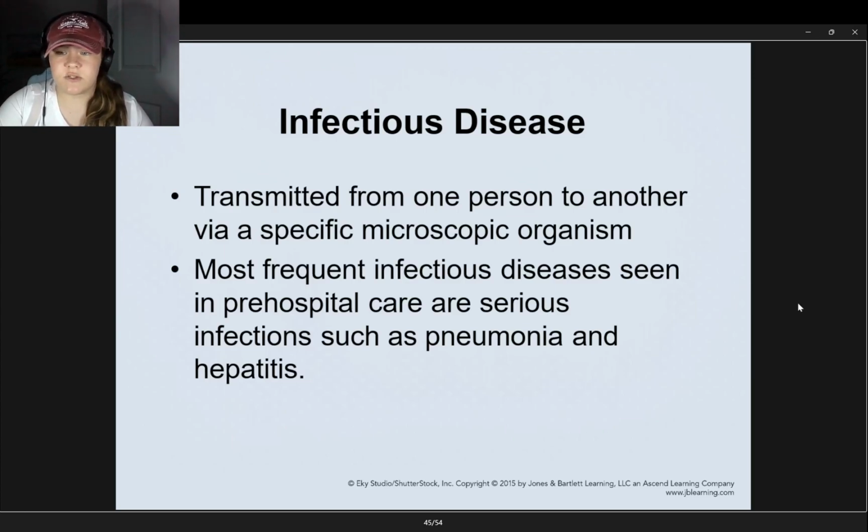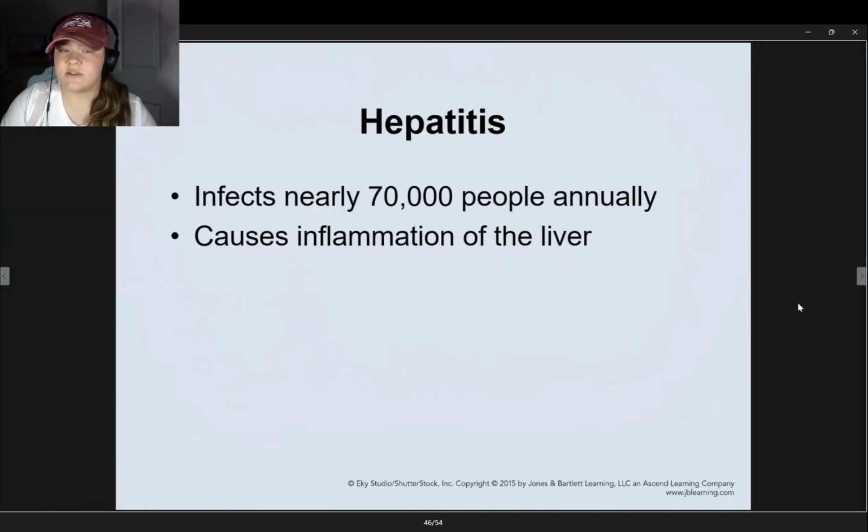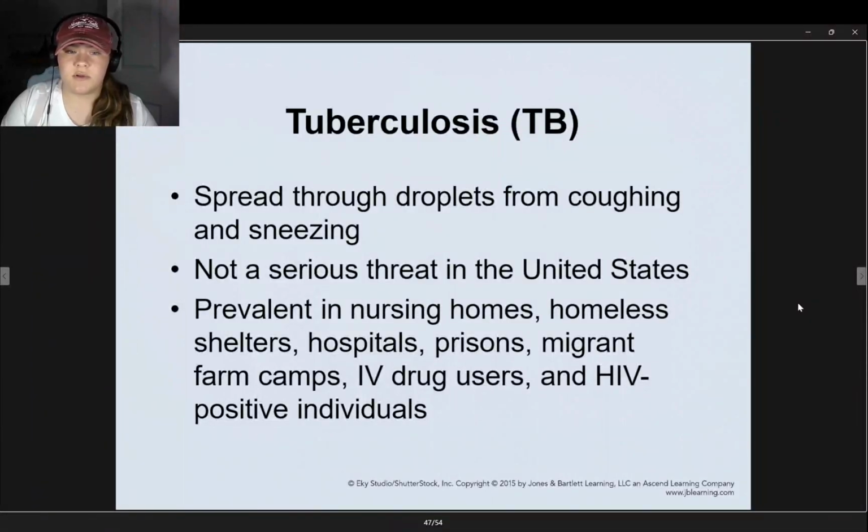Most frequent infectious diseases seen in pre-hospital care include serious infections such as pneumonia and hepatitis. Hepatitis, generally 70,000 people annually, causes inflammation of the liver. Tuberculosis spreads through droplets of coughing and sneezing. It's not generally a serious threat in the U.S. right now. It's prevalent in nursing homes, homeless shelters, hospitals, prisons, migrant farm camps, HIV positive individuals, and IV drug users.